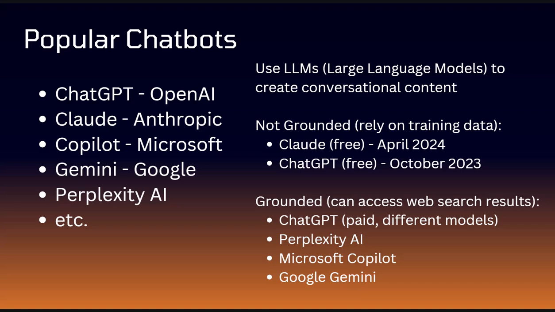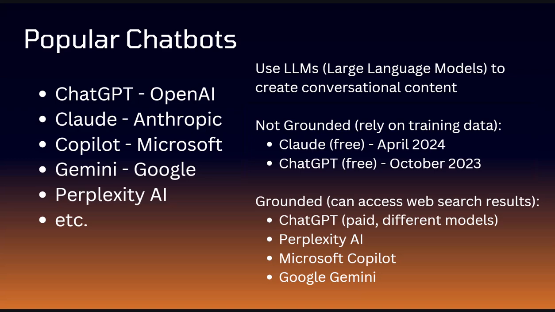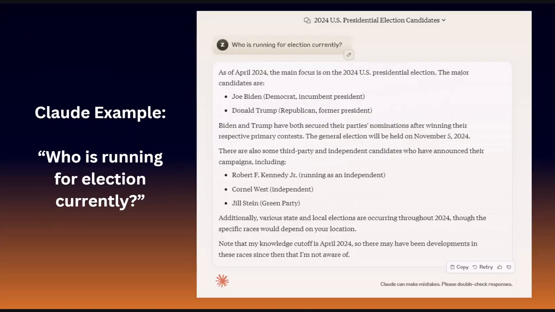So looking here at what is listed as grounded and not grounded. The current latest free versions of ChatGPT and Claude are listed as not grounded, which essentially means they rely on their training data, and they have only been trained on data up to these dates here. So for example, if I type a prompt into Claude, such as who is running for election currently, this is what I get. It lists that its knowledge cutoff date is April 2024, and notes that as of April, the main focus was on the US presidential election, and then lists the major candidates of that time. It states that there may have been significant developments that it's unaware of because it's only trained on the data up until April 2024.